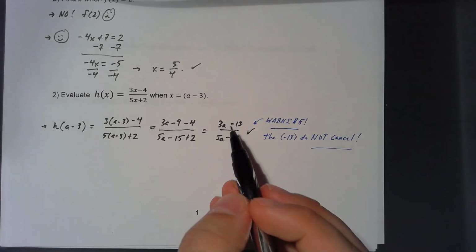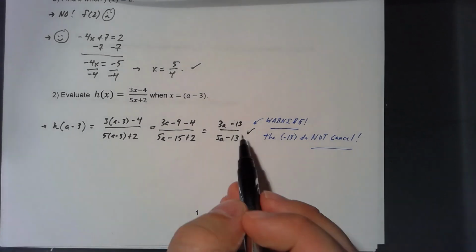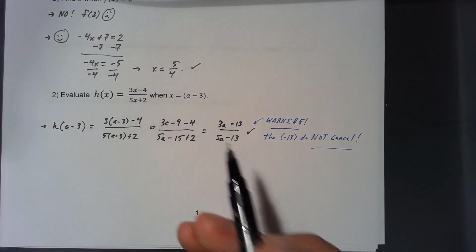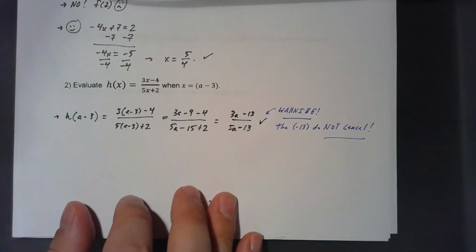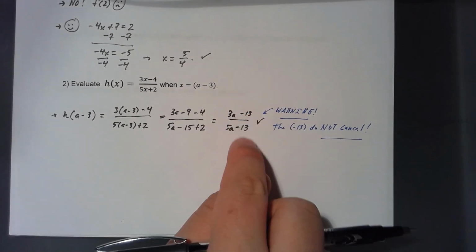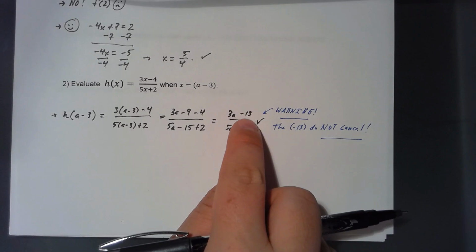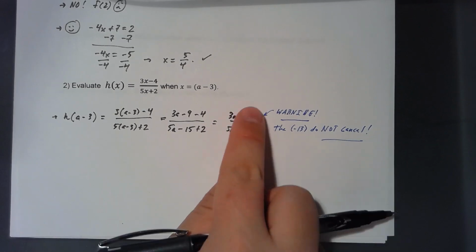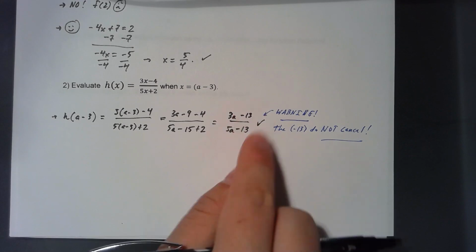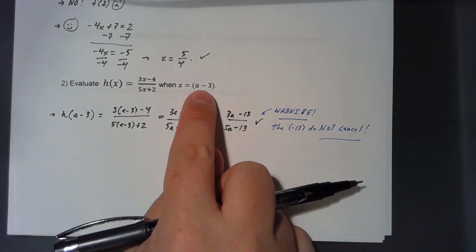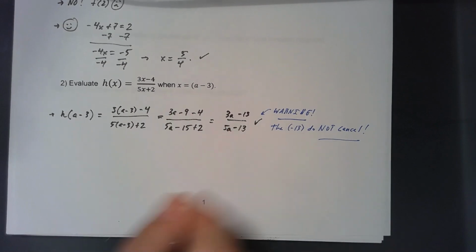You'll learn later on in the class, when we look at what is called a rational function, I think in chapter 8, but just be aware that you cannot cancel the 13s out here. That does not become 3a over 5a. So this is as far as you can go. That's your result when you plug in a minus 3 into this function.